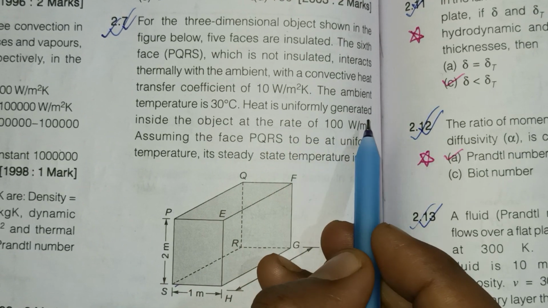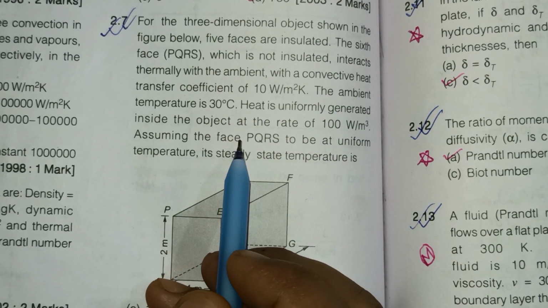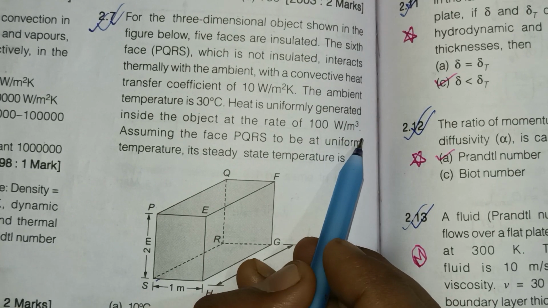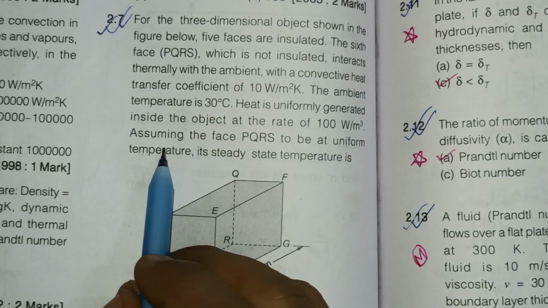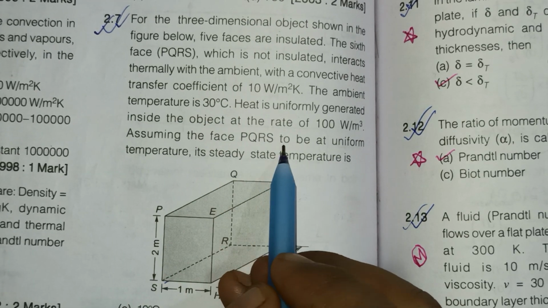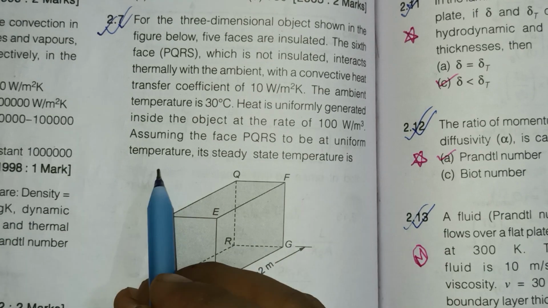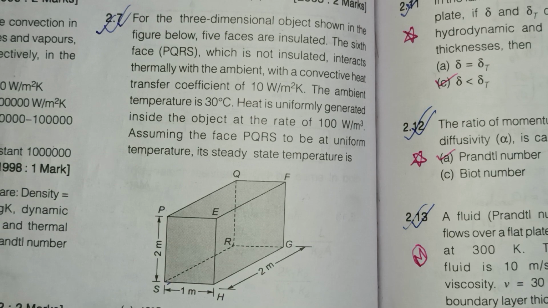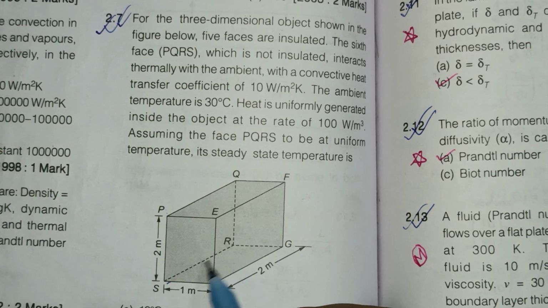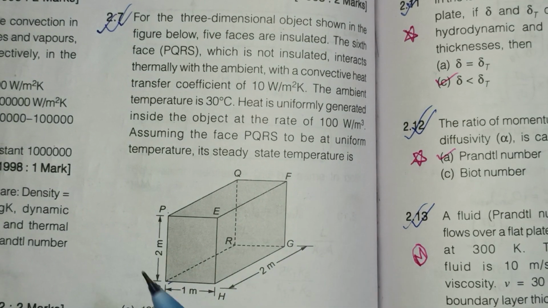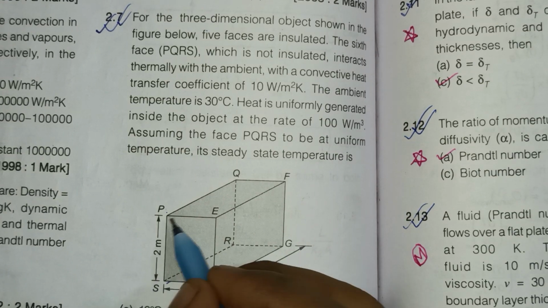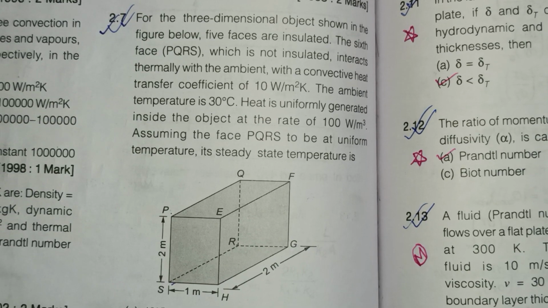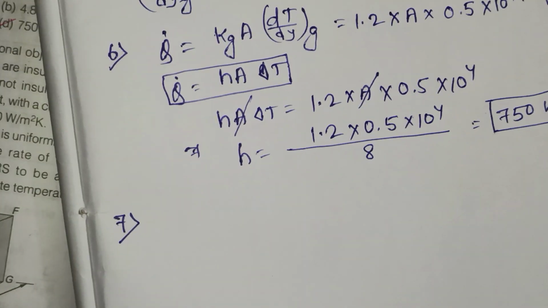Heat is uniformly generated inside the object at the rate of 100 watt per meter cube. Assuming the face PQRS to be at uniform temperature, its steady state temperature is. You have to find out the PQRS plate temperature, the surface temperature of PQRS. Okay. So what is given in this question? Question number 7.